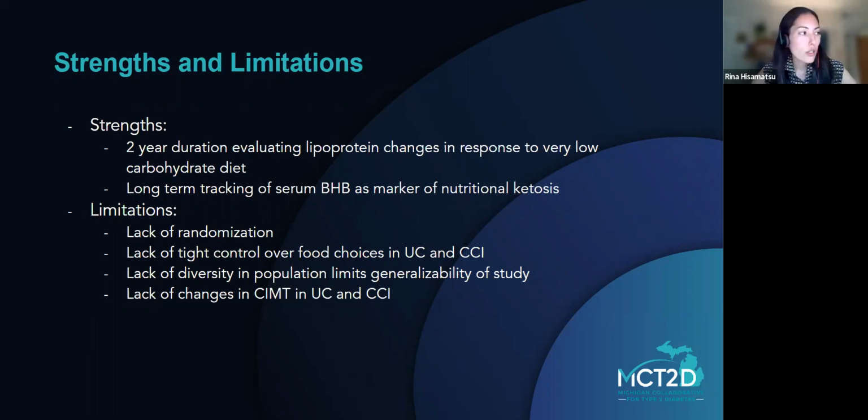Now, some of the limitations include that this was unfortunately not a randomized controlled trial. And like many nutrition-related studies, they were not able to have tight control over food choices in both the usual care arm as well as the intervention arm. There was some lack of diversity in the population, which makes generalizability very difficult. And they were not able to determine any changes in the carotid intima media thickness test in either the UC or the intervention arm.